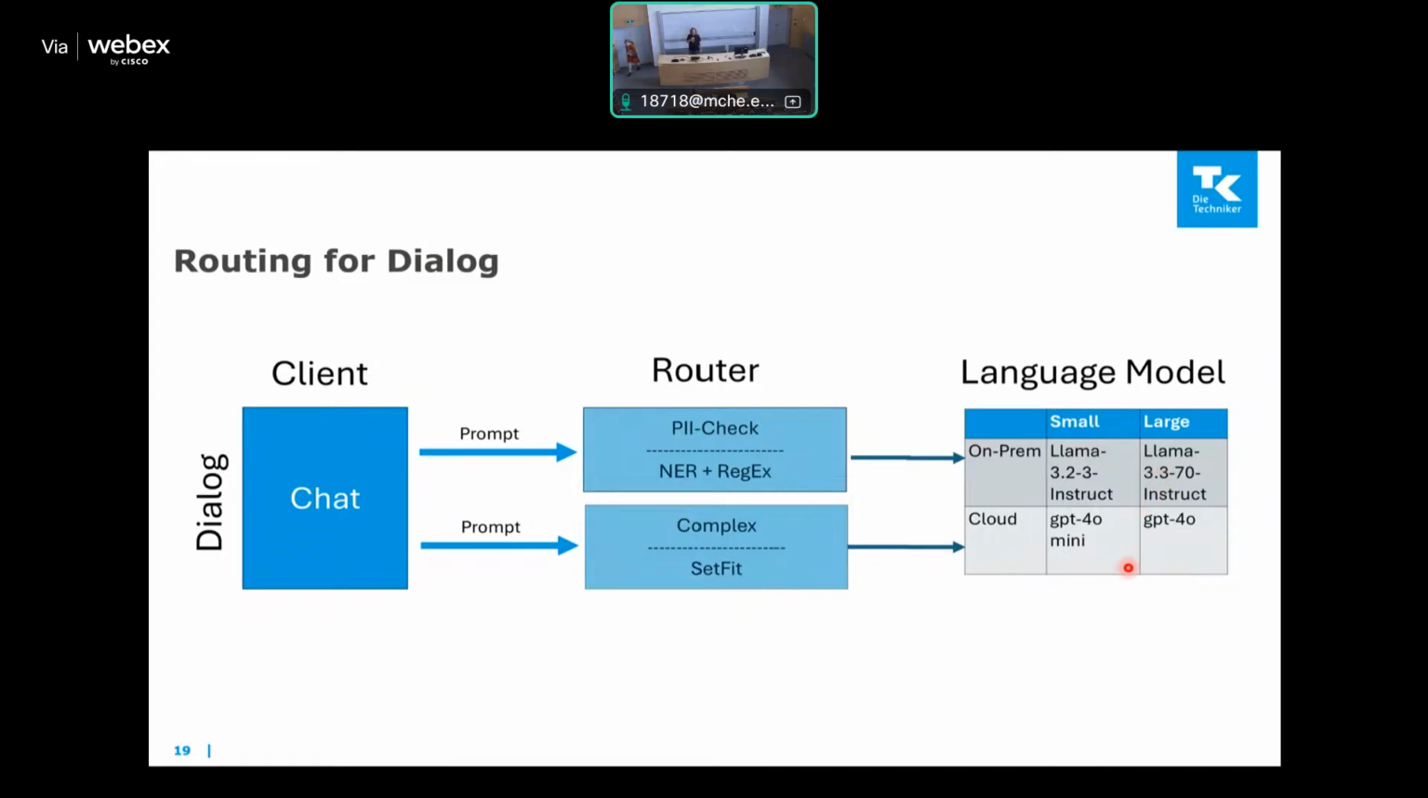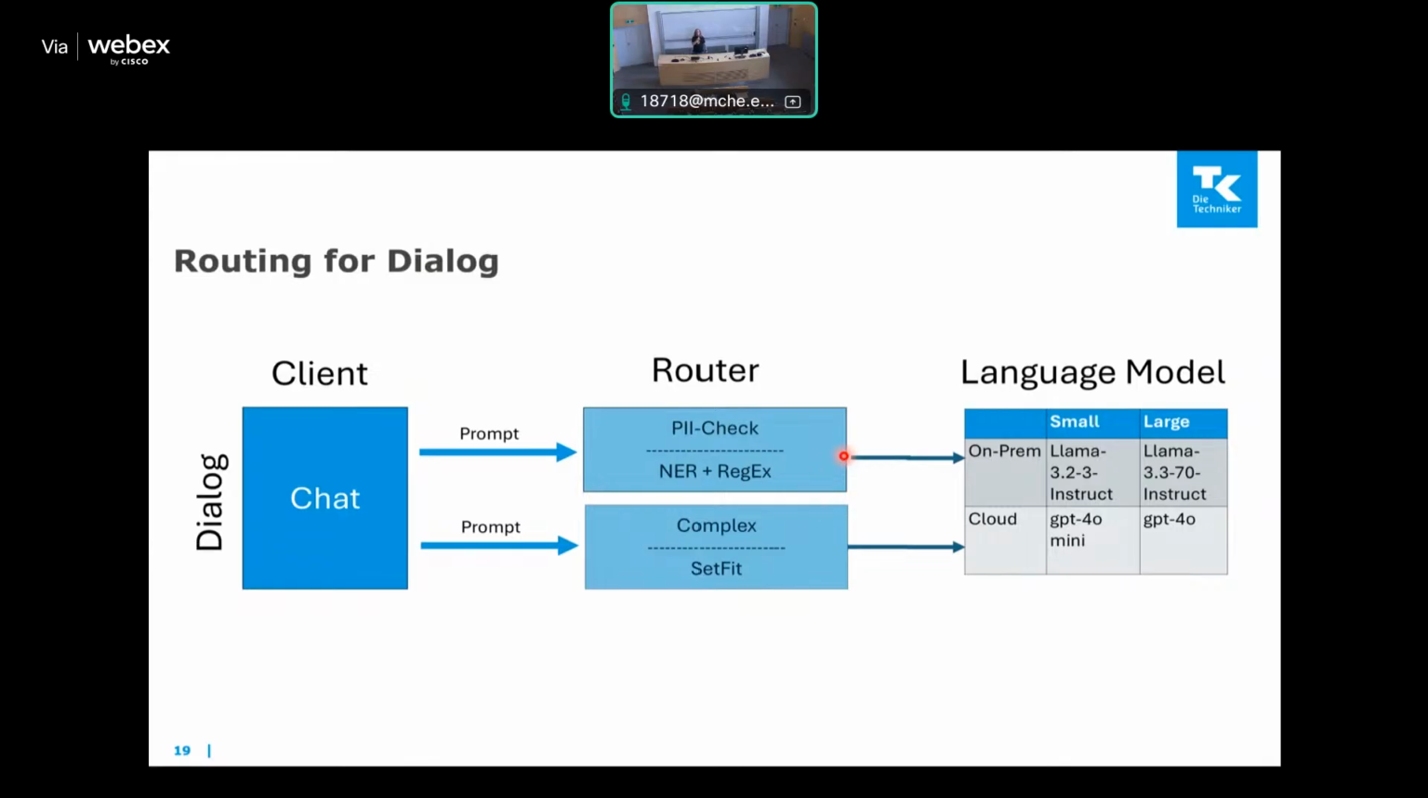So those are the two we use right now, unfortunately. If it contains personal data, we must process it on-prem. That means in the Llama models. And if it's complex, we need to use the large model. So this is how the matrix on the right side works.